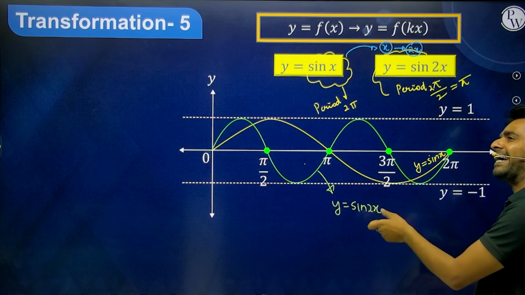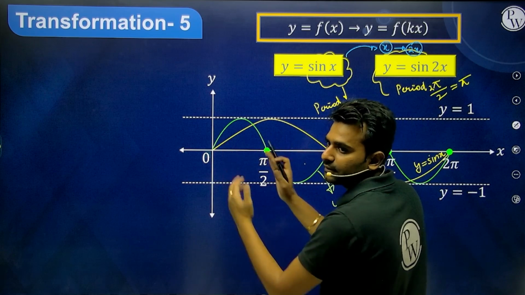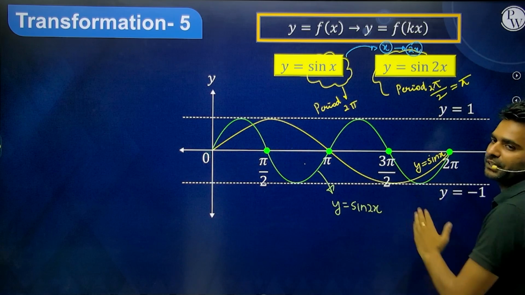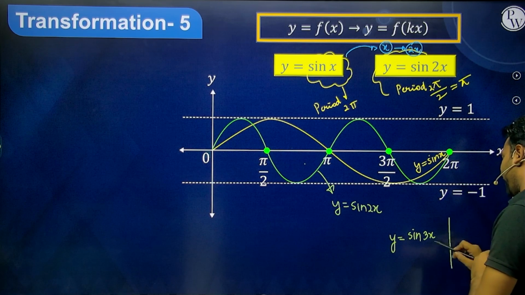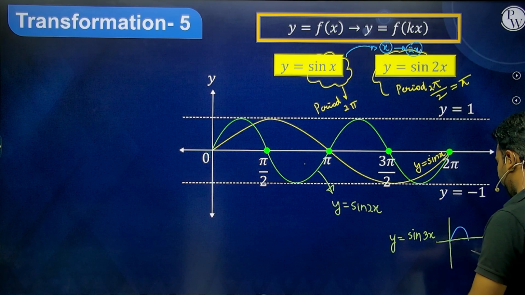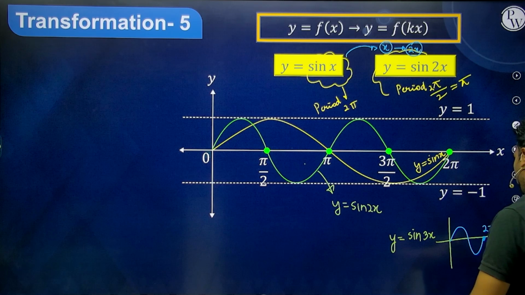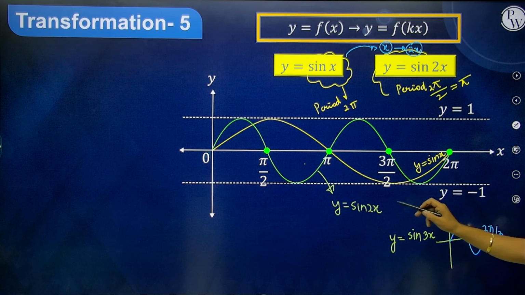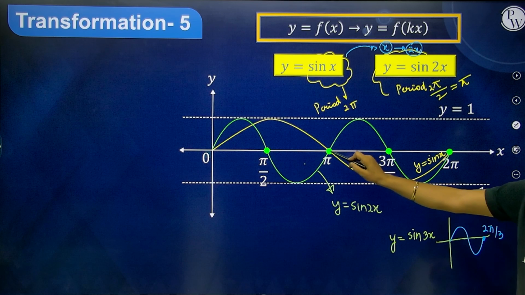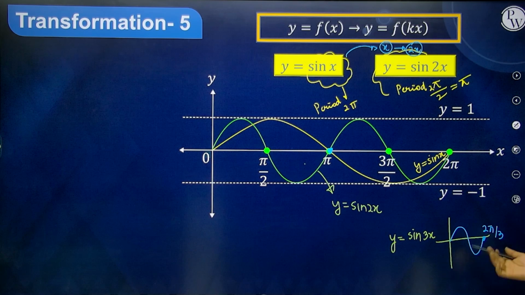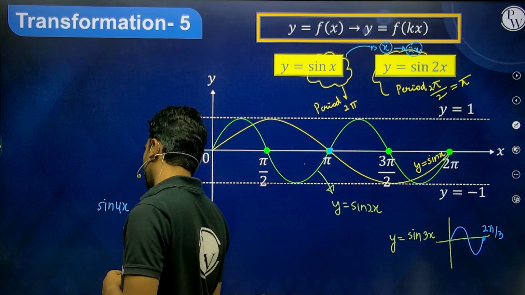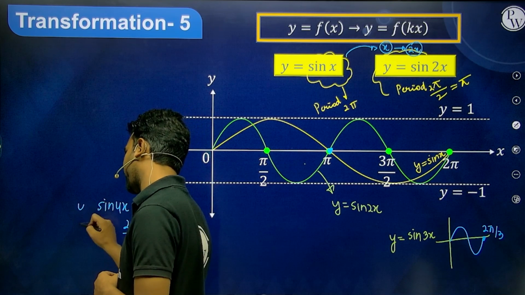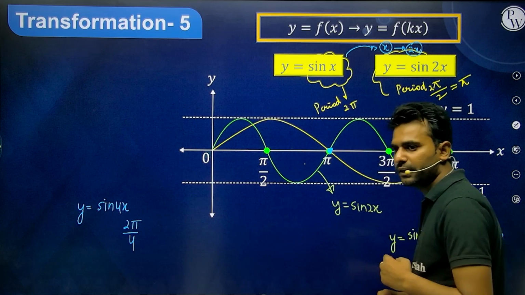If I do sin 3x, then I have to make 1 by 3 of that. So I have to close it at 2 pi by 3 only in that case. If I wanted to draw the graph of y equal to sin 3x, then I have to complete one wave till 2 pi by 3 only. Here I have completed the one wave at 2 pi by 2, that is equal to pi. Here I'll complete the wave at 2 pi by 3 only. If I wanted to draw the graph of sin 4x, I have to complete the wave at 2 pi by 4 only. So that's how I get the period also. I hope you guys are clear.